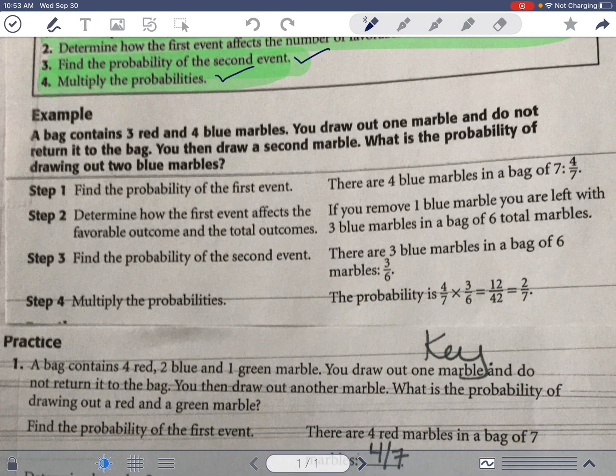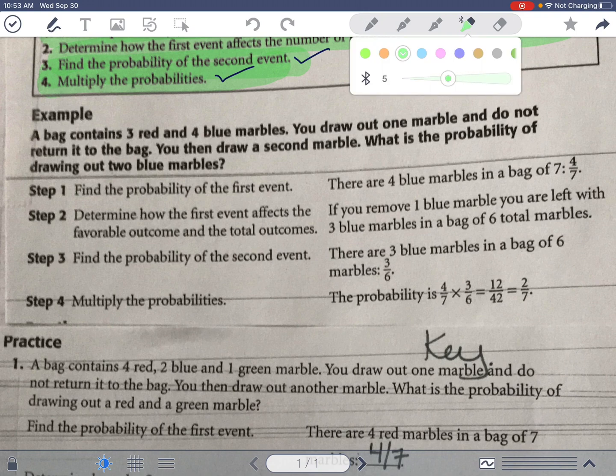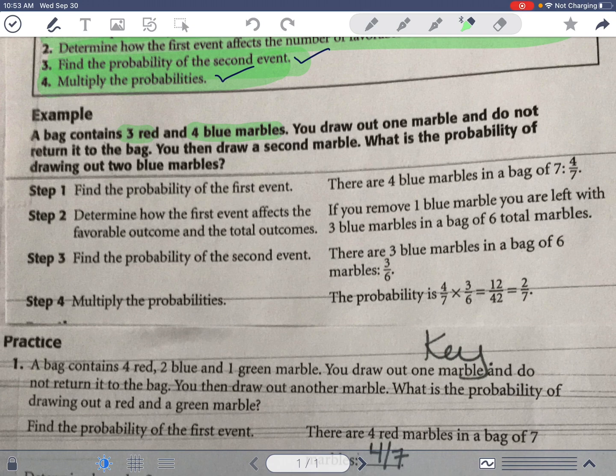A bag contains 3 red and 4 blue marbles. So there's 3 red and 4 blue for a total of 7 marbles in the bag. Okay, so let's keep that in mind. We got 3 plus 4, so we have 7 marbles. You draw out 1 marble and do not return it to the bag. You then draw a second marble. What's the probability of drawing out 2 blue marbles?